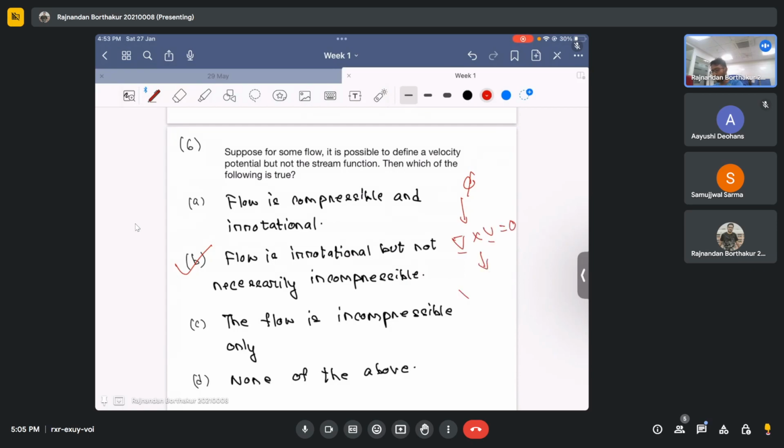And this also means that you can now write velocity as a gradient of a scalar function phi. That's it. Which is where phi is nothing but the velocity potential.